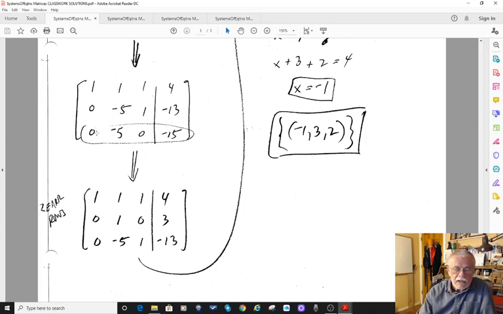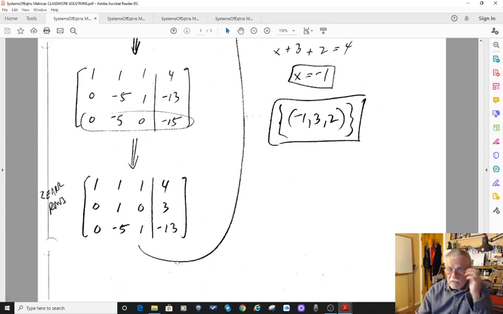So this I'm going to move into my second row, divided everything by negative 5. So this 0 and this 0 are unaffected. This becomes a 1. Negative 15 divided by negative 5 is 3. So that's my second row. And this moves down to my third row, because I'm allowed to interchange rows. So okay, I've got my 1s here.